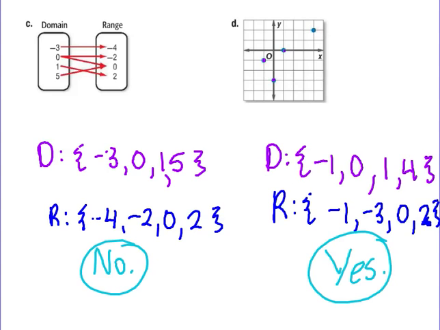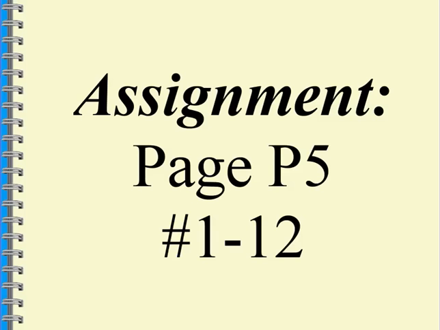All right, what you need to do for me for tomorrow is just on page P5. You're going to look. I just need you to do 1 through 12 right there, real quick. It's not going to take you an incredible amount of time, and in fact, if you work right now, you probably could get done with the whole thing. Okay, so that is due tomorrow.